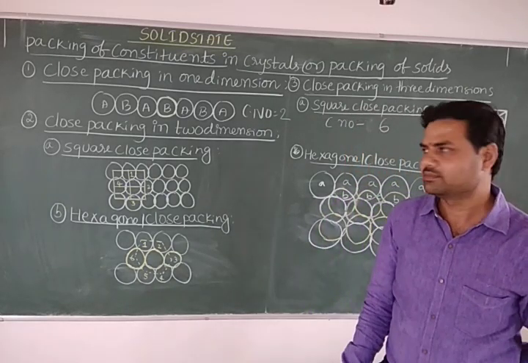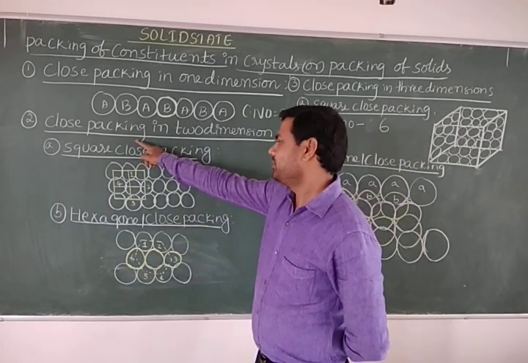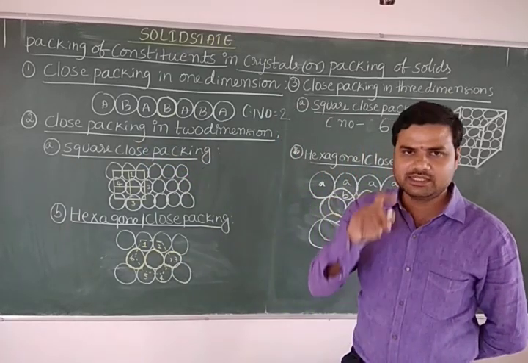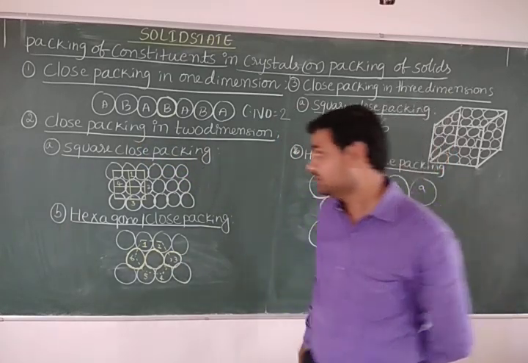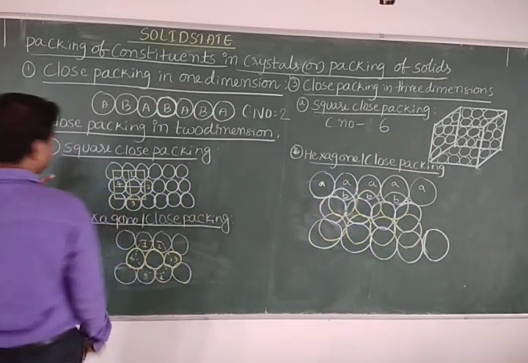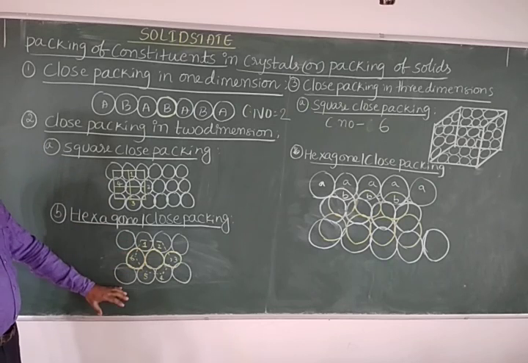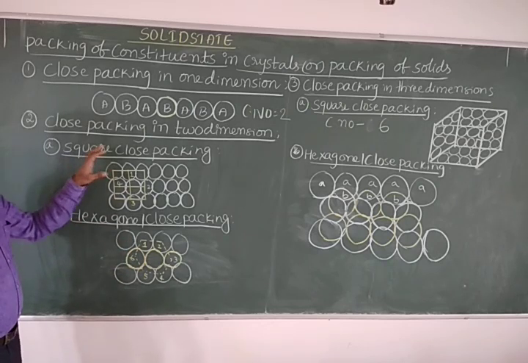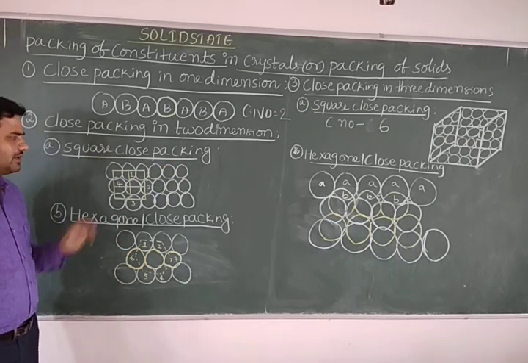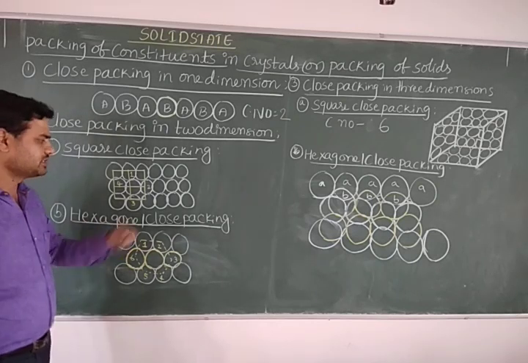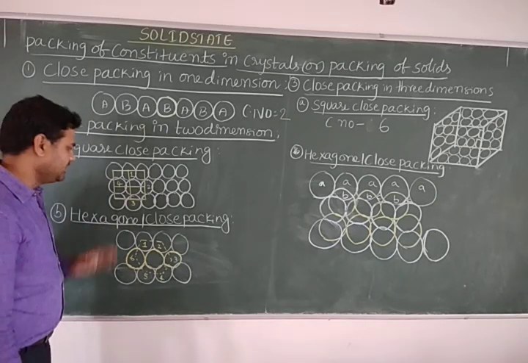Next, the second type of packing: close packing in two dimensions. Let us see this close packing in two dimensions. It can be done in two ways. The first is square close packing. So what is this square close packing? And the next one is hexagonal close packing. See the difference between these two.